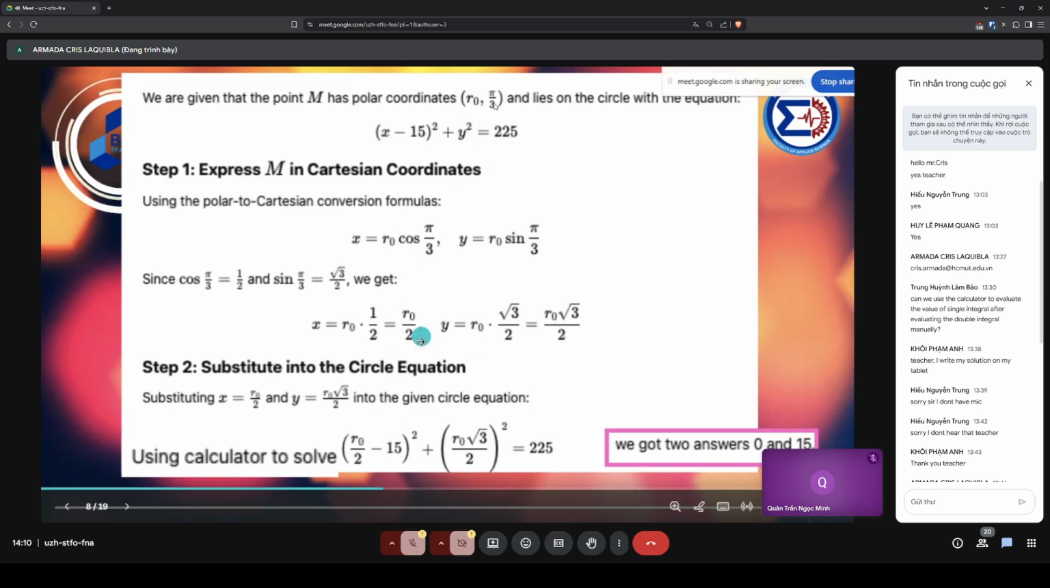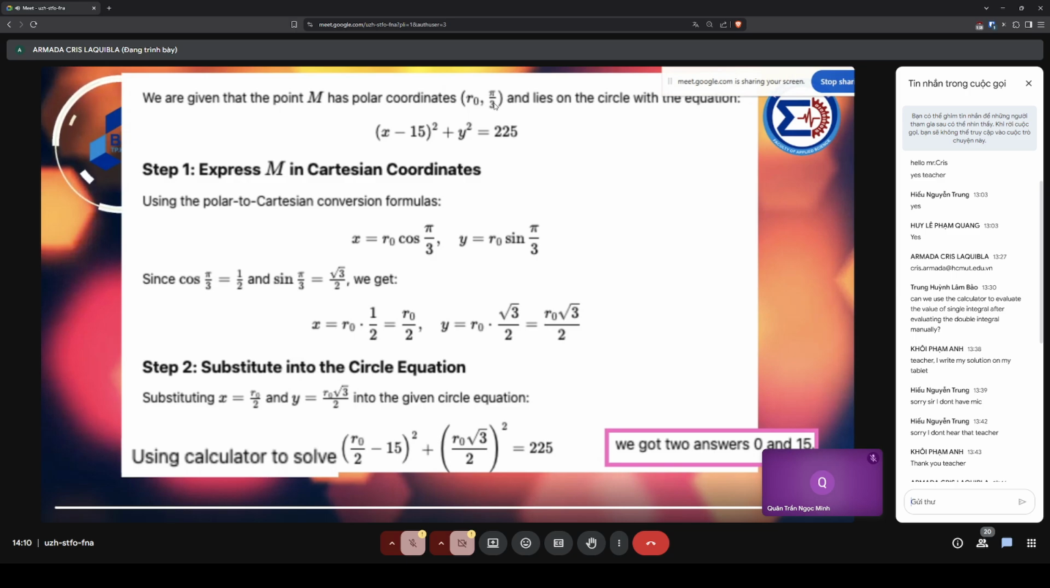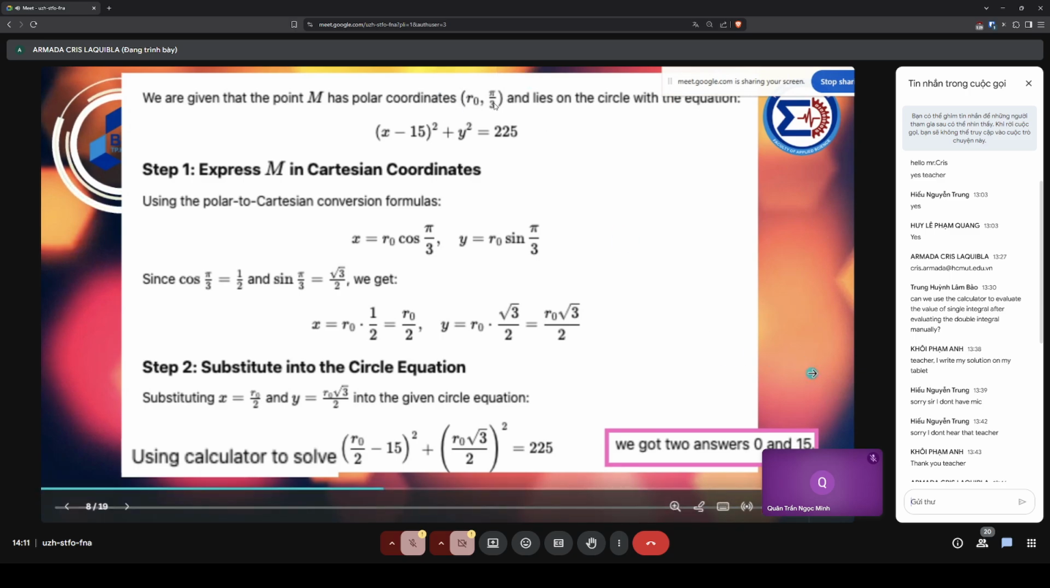So x becomes r sub o over 2 minus 15 squared, plus the y, r sub o square root of 3 over 2 squared, is equal to 225. Now solve this with your calculator. Since there is no r sub o in your calculator, you can use the x or the y variable. So x over 2 minus 15 squared plus x square root of 3 over 2 squared is equal to 225. And you get two answers because the exponent there is squared, so it has two possible answers.